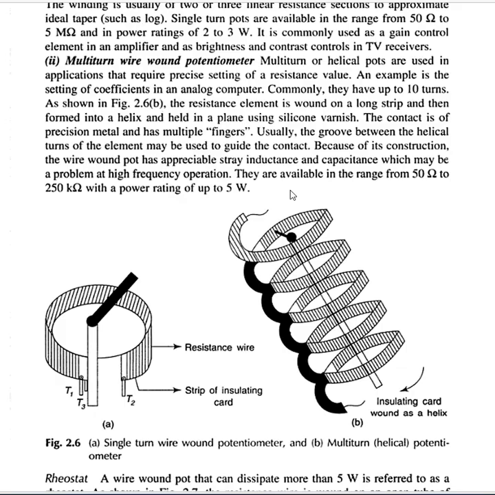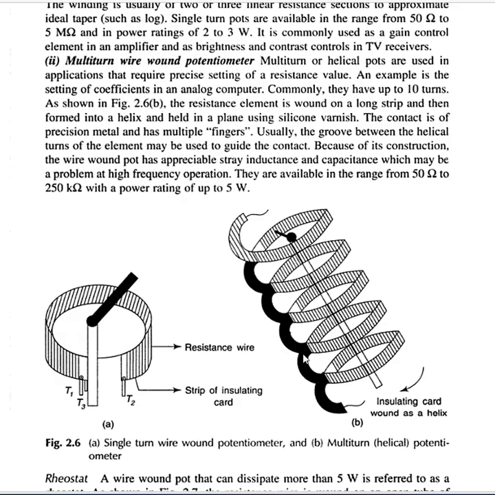Multi-turn wire-wound potentiometer. Multi-turn or helical potentiometers are used in applications that require precise setting of a resistance value. An example is the setting up of coefficients in an analog computer. Commonly, they have up to 10 turns.